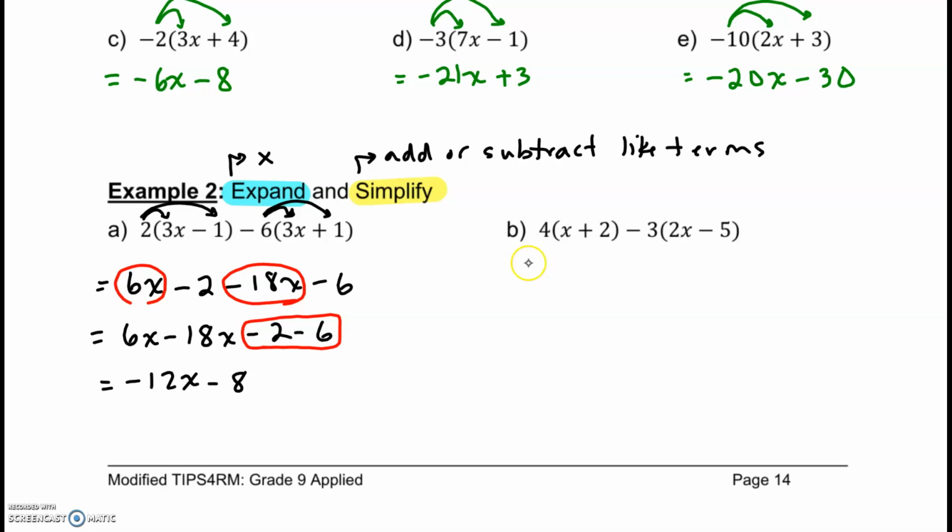Okay, I would love for you guys to pause the video, try this on your own, even if it's just the first line, and then turn the video back on and see if you have the first line the same. All right, give it a shot.